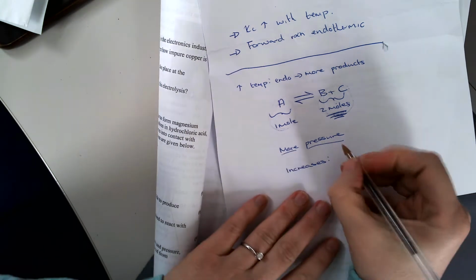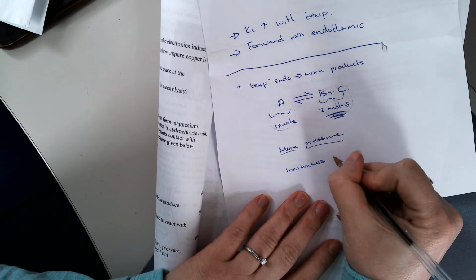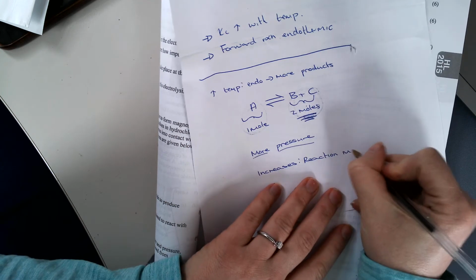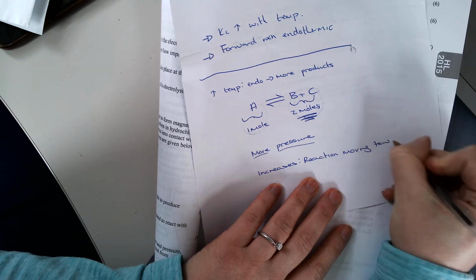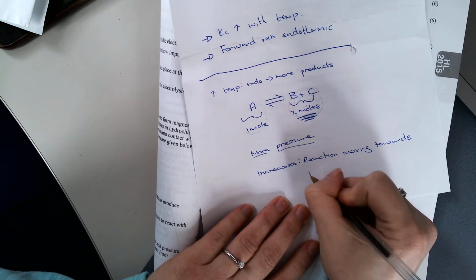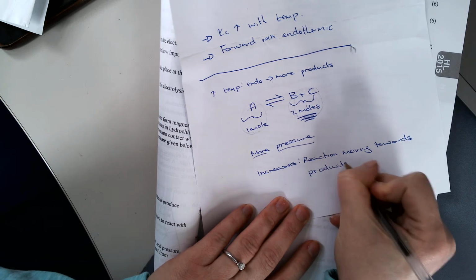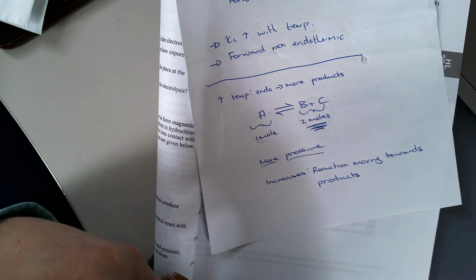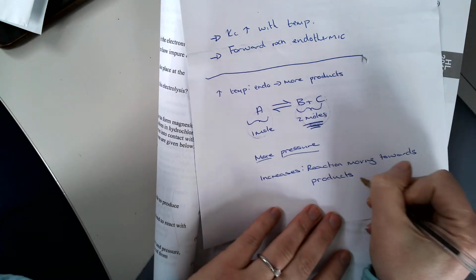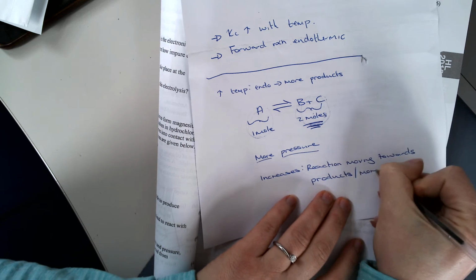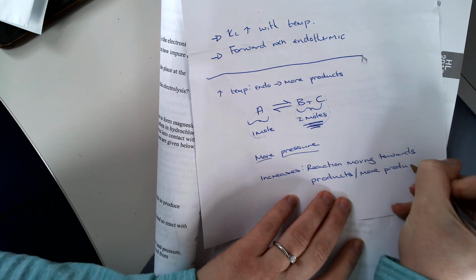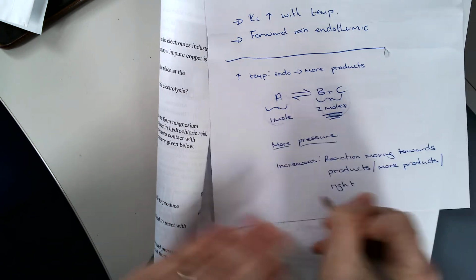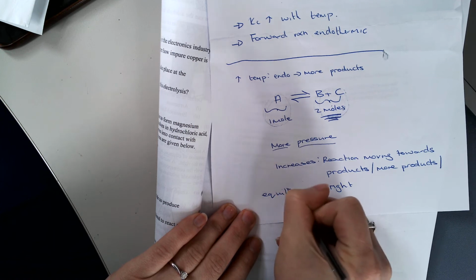So my pressure is increasing because my reaction is moving towards the product side, i.e., it's favouring my endothermic reaction when I increase the temperature. Okay, so moving towards products, more products produced, equilibrium shifts right. Okay, so any one of those will get you your marks there.